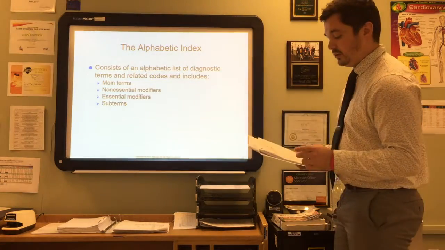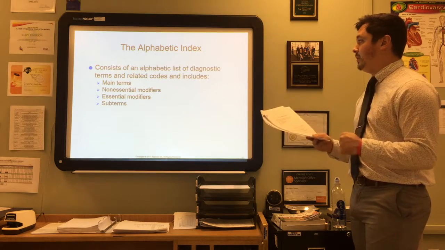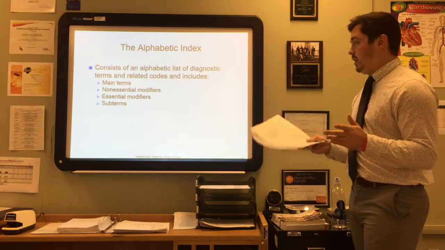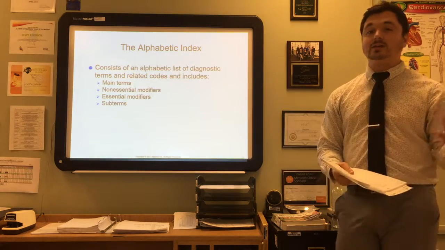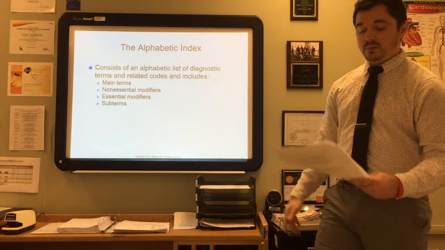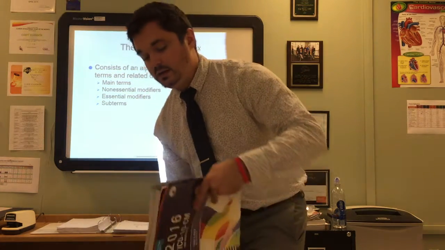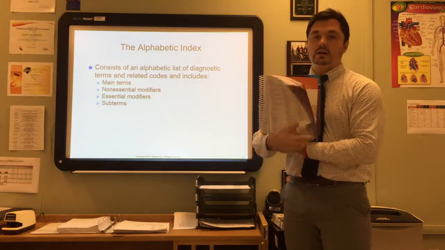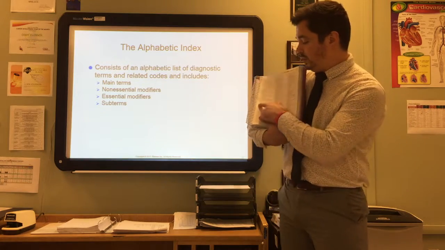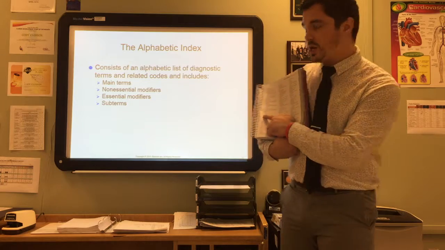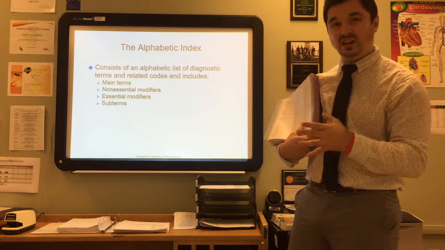So let's talk about the alphabetical index. This consists of an alphabetical list of diagnostic terms and related codes, and includes main terms first. The main terms appear in bold type. If you look in the gray section of your ICD-10 book, this is what it looks like. This is just an example page. I know it's hard to see, but the bolded terms, these ones bolded in a reddish orange color, those are the main terms. They will always appear in bold or in a bolded colored font.